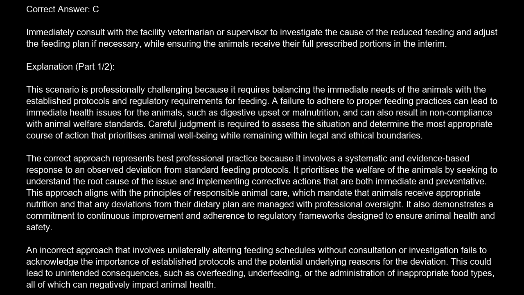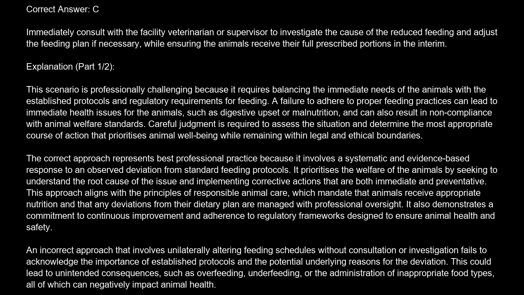This approach aligns with the principles of responsible animal care, which mandate that animals receive appropriate nutrition and that any deviations from their dietary plan are managed with professional oversight. It also demonstrates a commitment to continuous improvement and adherence to regulatory frameworks designed to ensure animal health and safety.